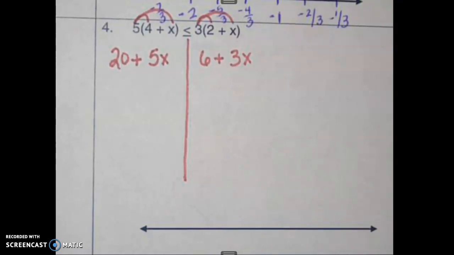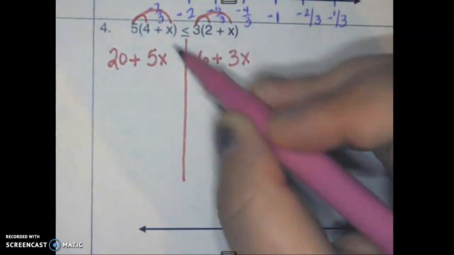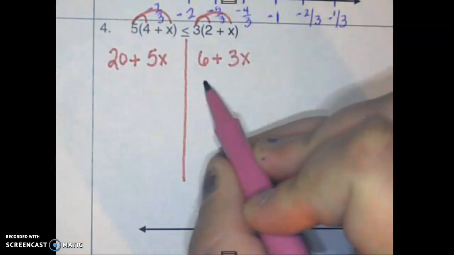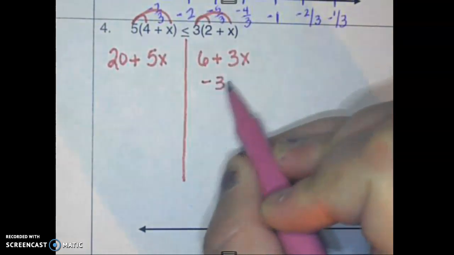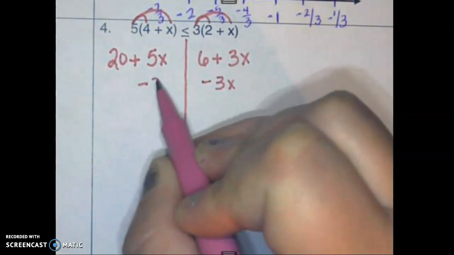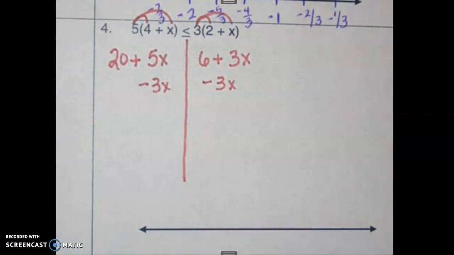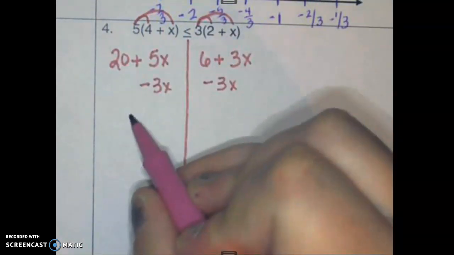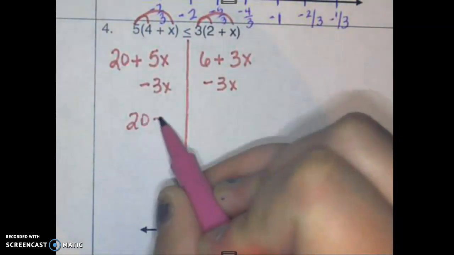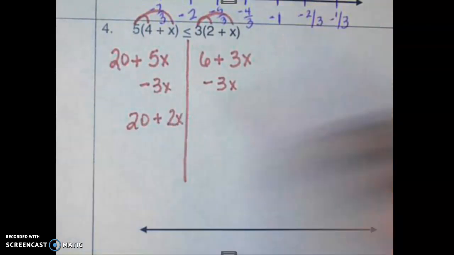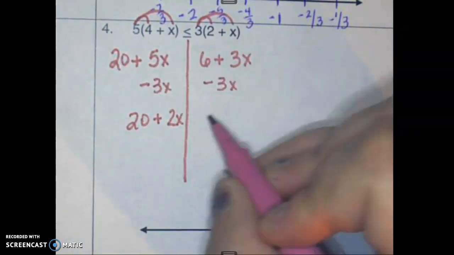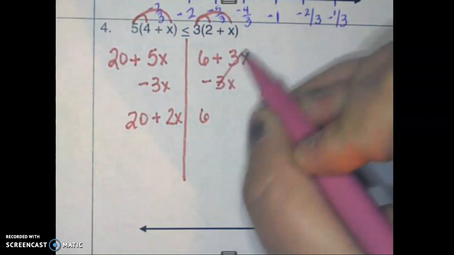Okay, what do we need to take care of first? Good. Does it matter which way I go? No. I like to move everything to my bigger side, so I'm going to do that. That helps me to avoid some negatives. So this leaves me with 20 plus 2x. This leaves me with just 6 because these cancel.